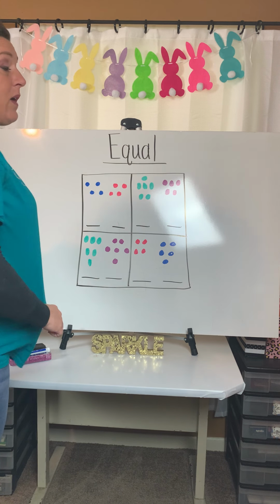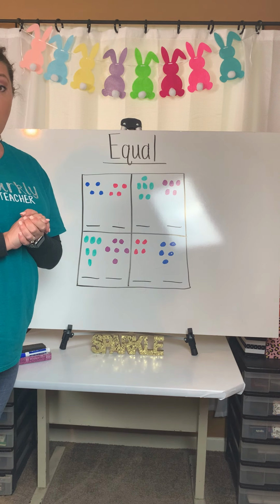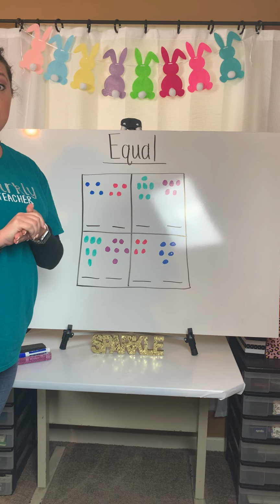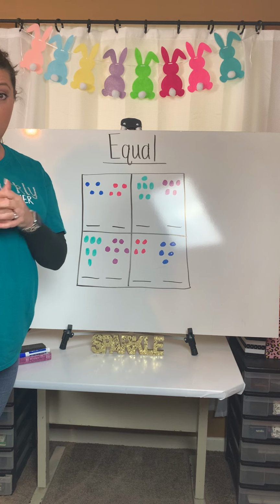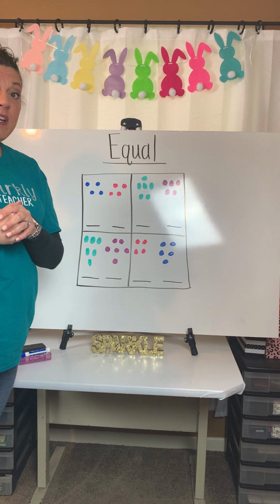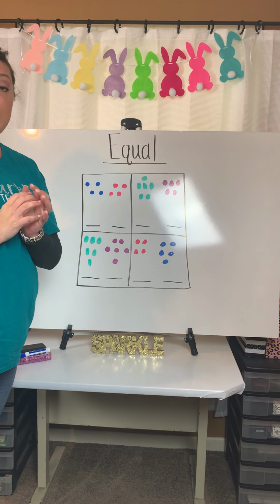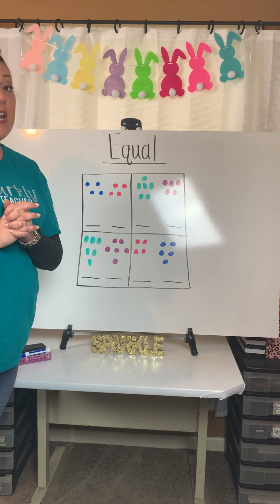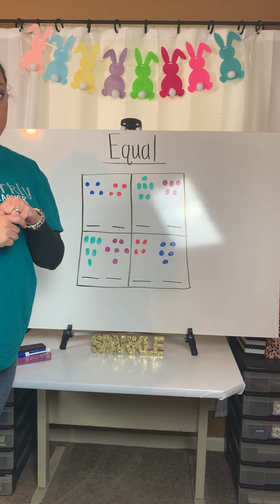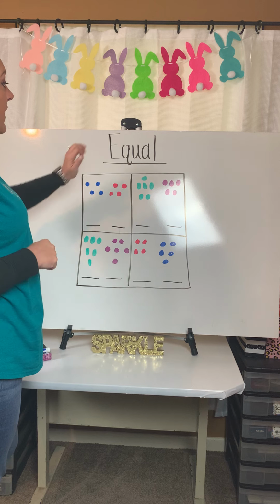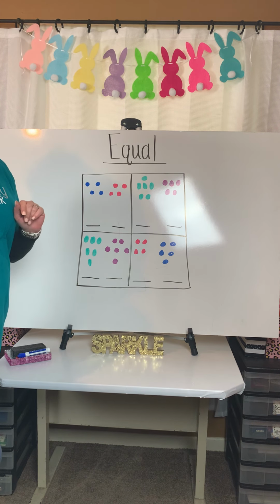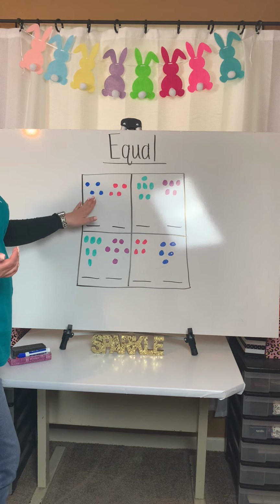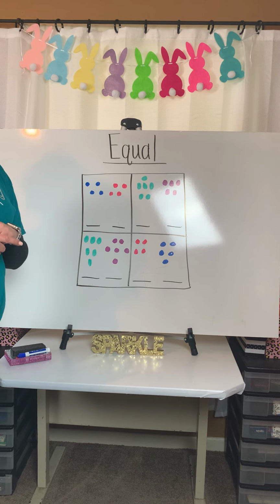Okay, on Monday, we talked about more than, and more than meant that one had a bigger number. All right? Yesterday, we talked about less or less than, and less than was the smaller number. Today, we are going to talk about equal. And equal means the same. There are the same number of dots in each set.